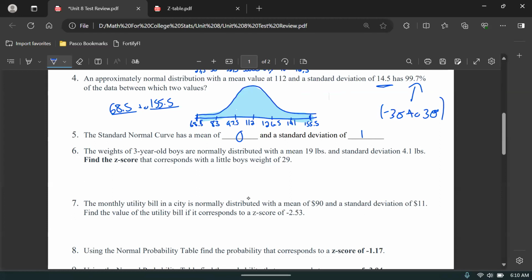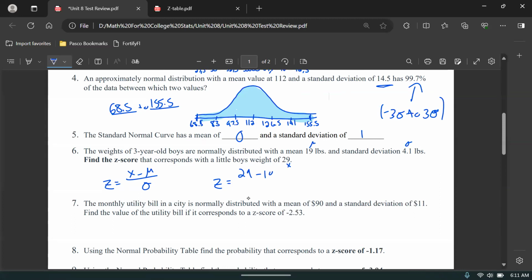The weights of 3-year-old boys are normally distributed with a mean of 19 and standard deviation of 4.1. Find the z-score that corresponds with boys' weight of 29. Okay, so z-score formula, let me put the formula over here first, right? So z equals x minus the mean divided by the standard deviation. So in this case, z equals, we have x is 29. We've got the mean of 19 and the standard deviation of 4.1.